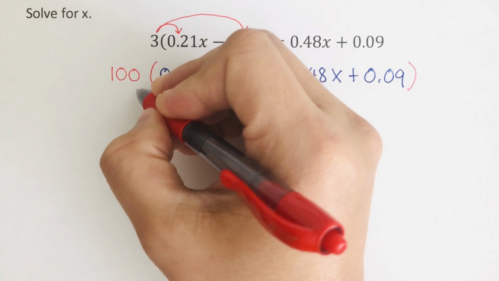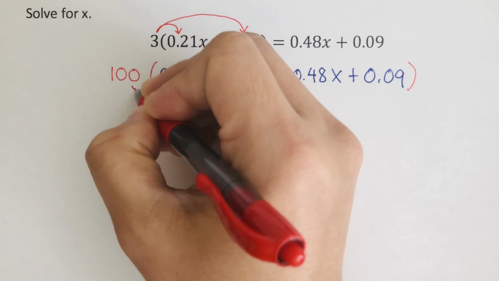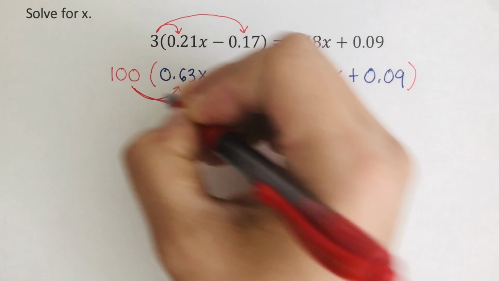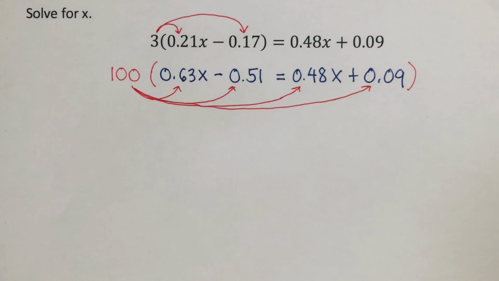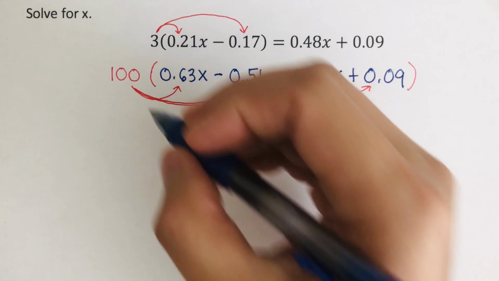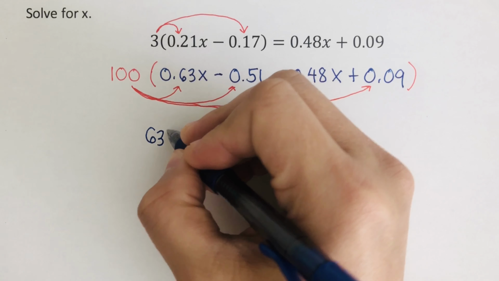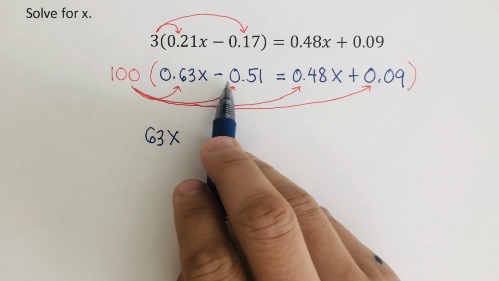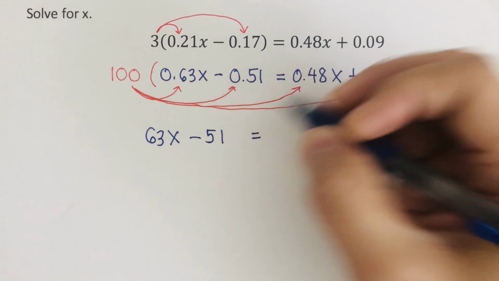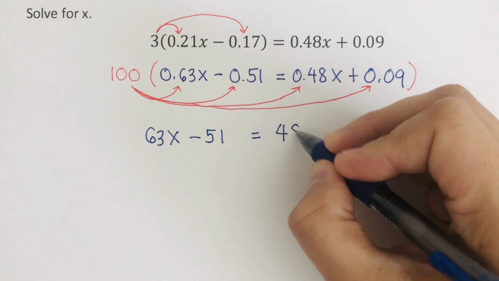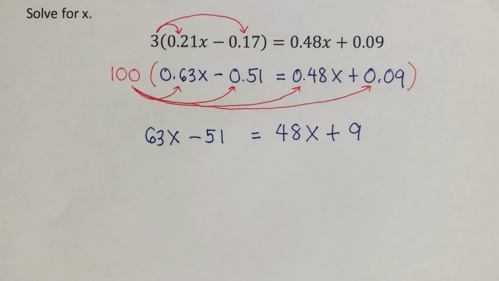So we're going to multiply the 100 to each of the parts here, including this one right here, and to all of them. I'm putting these arrows so we know which ones are multiplied. So 100 times 0.63 would be 63x. And then we have 100 times negative 0.51 is negative 51. And that is equal to 48x plus 9. So then we can go ahead and just solve for x.